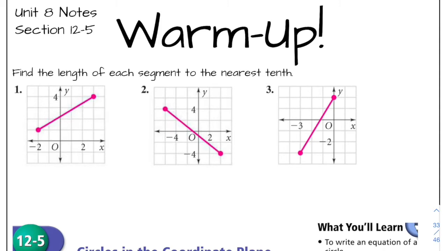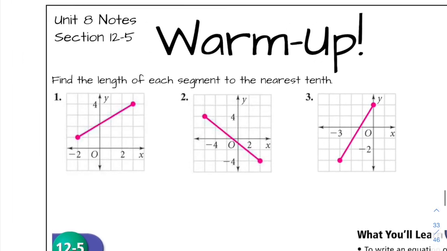So we're switching from arcs and chords and all that to actually finding out what they look like and how to calculate them within the two-dimensional coordinate plane. Now, if you want to try this warm-up on your own, feel free to pause right now. But I'm going to start explaining how to do these.